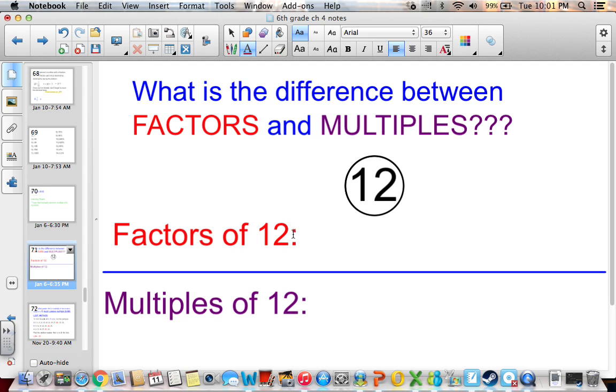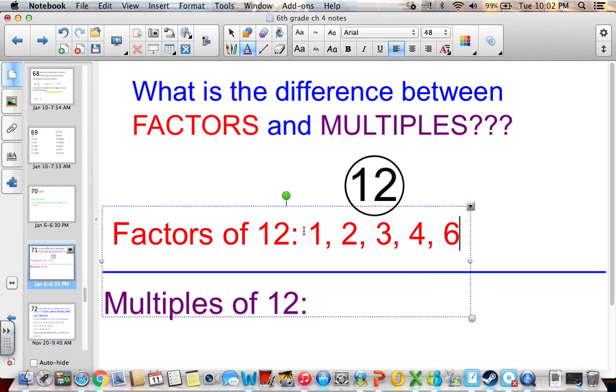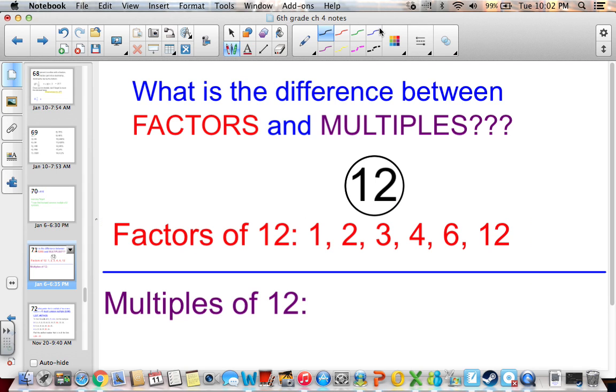So the factors of 12, which we've talked about, are 1. Remember, factors are numbers multiplied together to get that number. So 1, 2, 3, 4, 6, and 12. Because we know that 1 times 12 is 12. 2 times 6 is 12, and 3 times 4 is 12. So factors of 12 are equal to that number or less than.